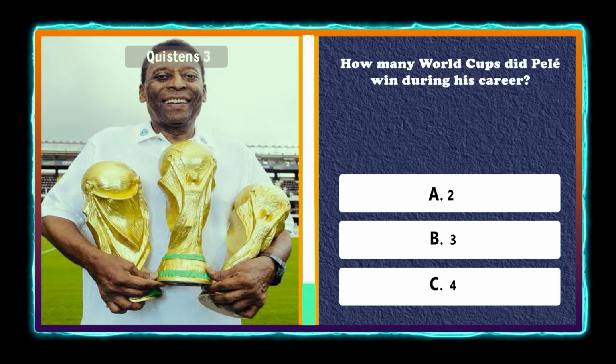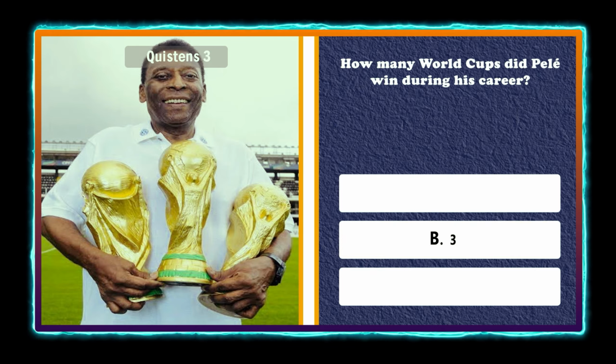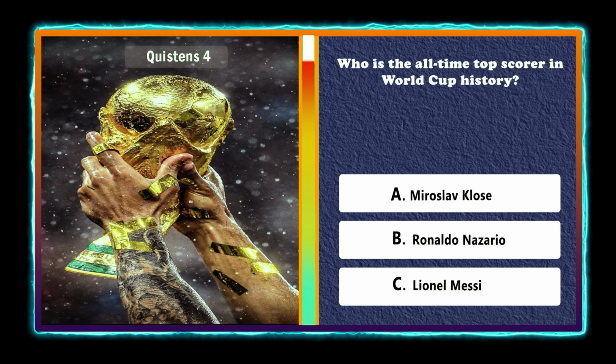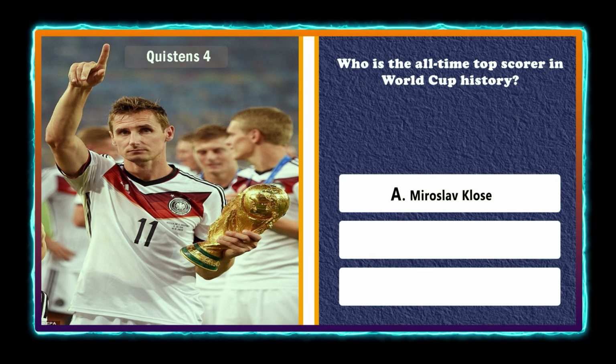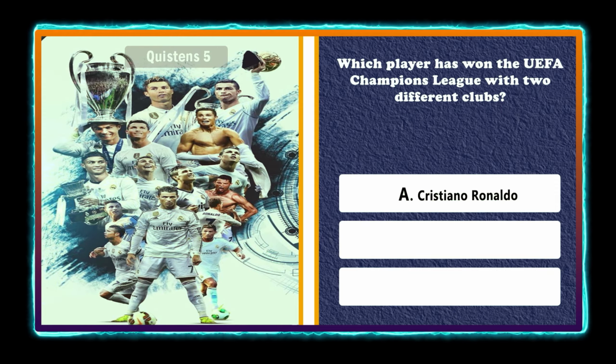How many World Cups did Pelé win during his career? 3. Who is the all-time top scorer in World Cup history? Miroslav Klose. Which player has won the UEFA Champions League with 2 different clubs? Cristiano Ronaldo.